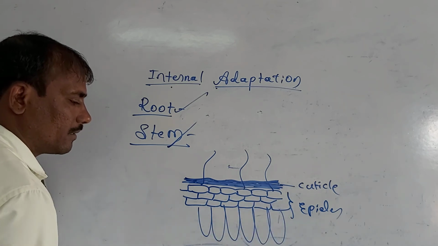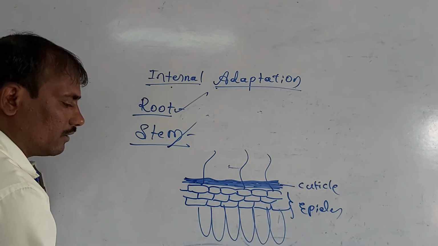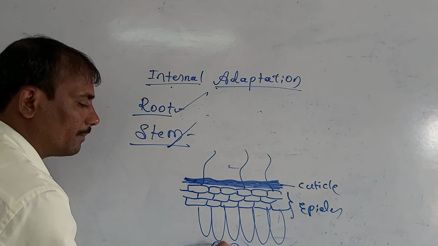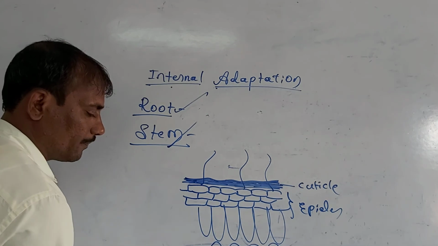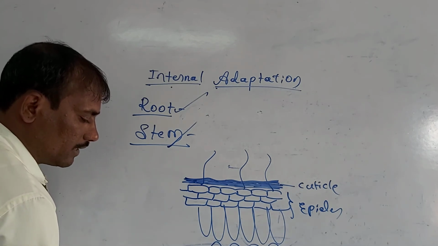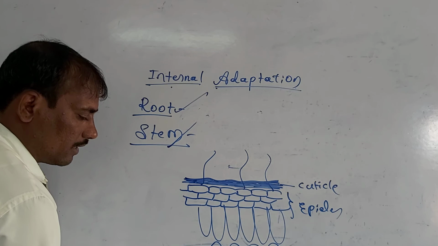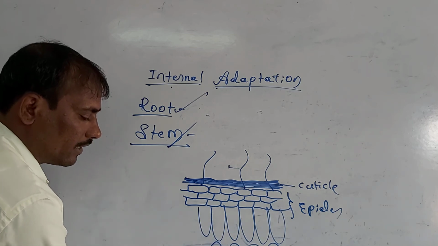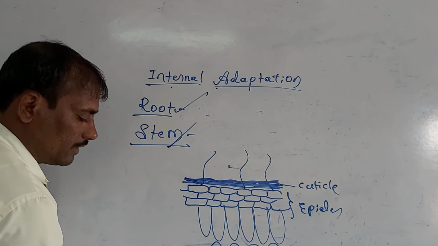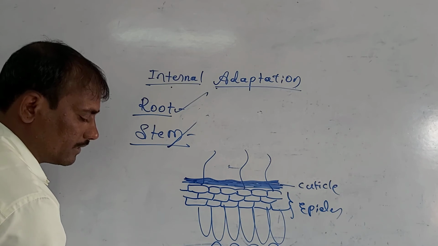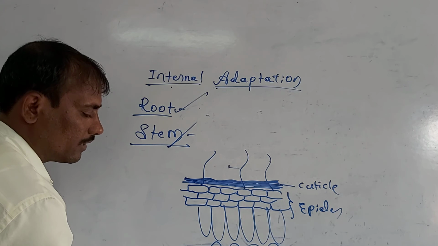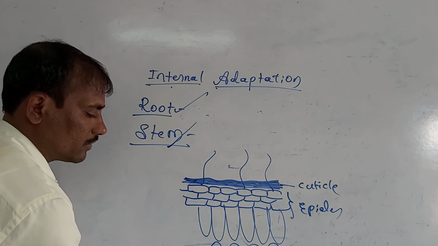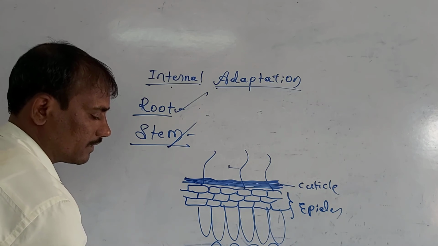Hypodermal cells are present, and below the hypodermal layer, we observe the presence of the spongy tissue. Below the spongy layer, the lower ventral epidermis is present. In this lower ventral epidermis, we observe the presence of the stomata. Stomata are also highly specialized.